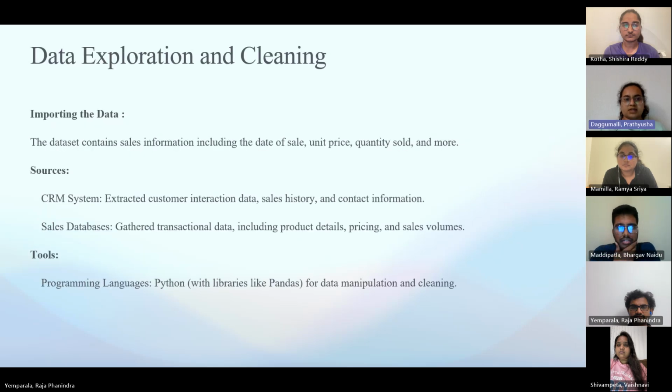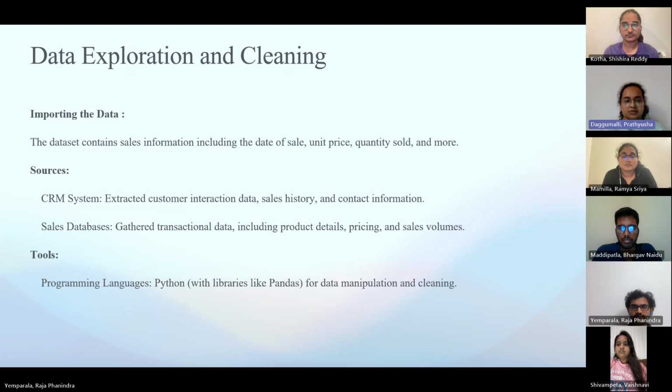Next slide, please. Data exploration and cleaning, improving the data. The dataset contains sales information including the date of sale, unit price, quantity sold, and more.